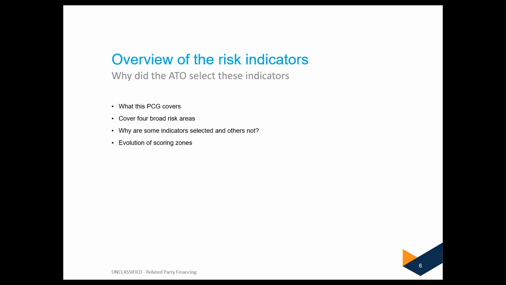I think it's important for everyone to realise that despite what's in the draft document, businesses still need to make sure that they comply with Division 815. They still need to prepare the TP documentation. This will help them assess risk, but they still need to comply with all the legislation and all the requirements.